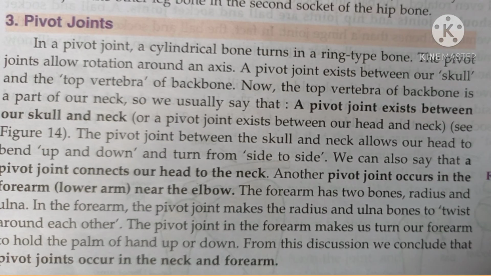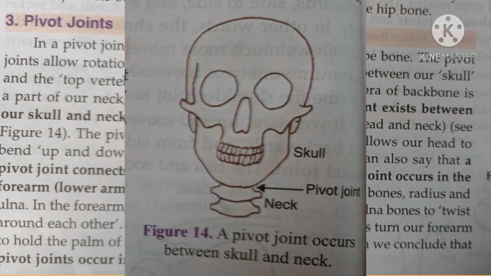Now let us discuss pivot joints. In a pivot joint, a cylindrical bone turns in a ring-type bone. The pivot joint allows rotation around an axis. A pivot joint exists between our skull and the top vertebra of the backbone. We know that the top vertebra of the backbone is a part of our neck. So we can say that a pivot joint exists between our skull and neck.